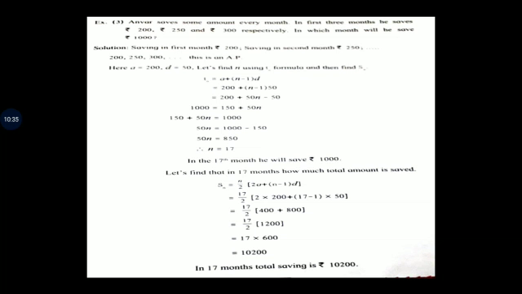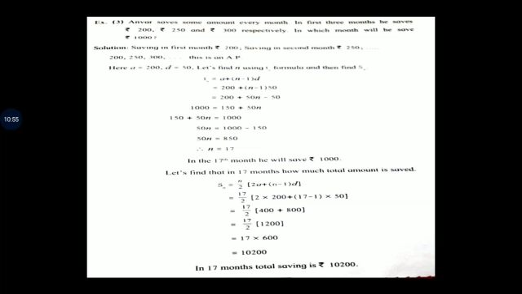Now in 17 months, how much total amount will he save? That question is not asked here, but you have to find the value. How much total amount is saved? You will get that by using the formula S of n. What will your S of n be here? Now you got the value of n as 17, so put in the values whatever you know.